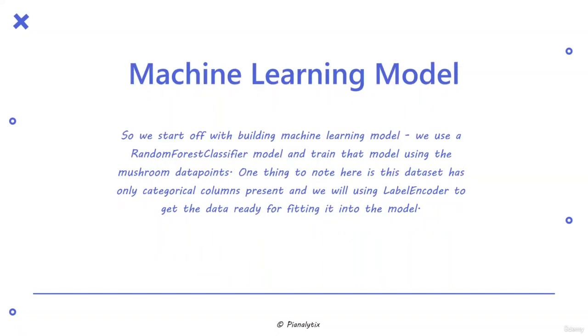Now the machine learning model. We start off with building a machine learning model, and we use a random forest classifier and train that model using our mushroom dataset. One thing to note is that this dataset has only categorical columns present. So for feature engineering and exploratory data analysis, we will be using label encoder to get the data ready for fitting into the model. This label encoder understands the categorical data and converts it into a numerical representation, which can then be used later on.